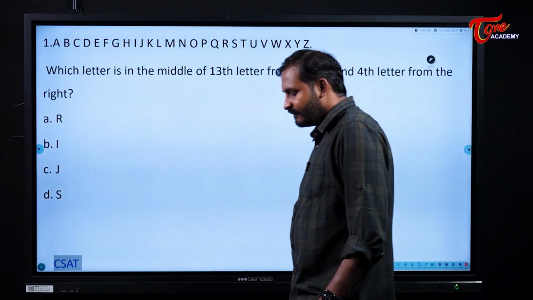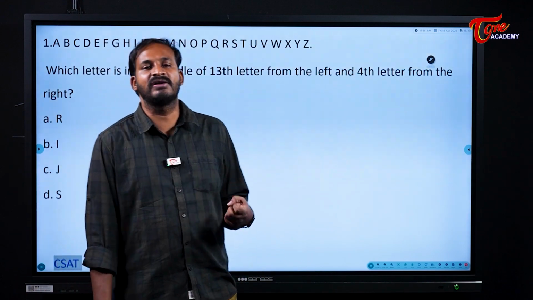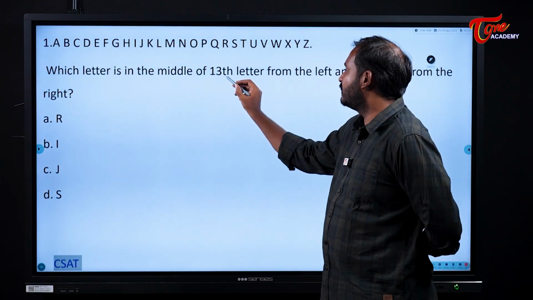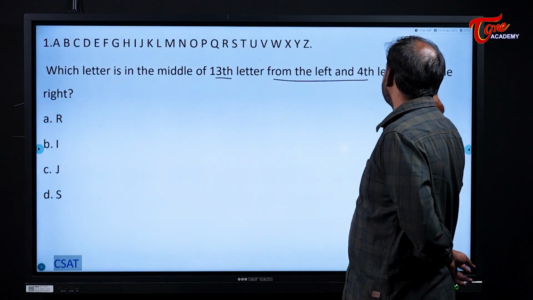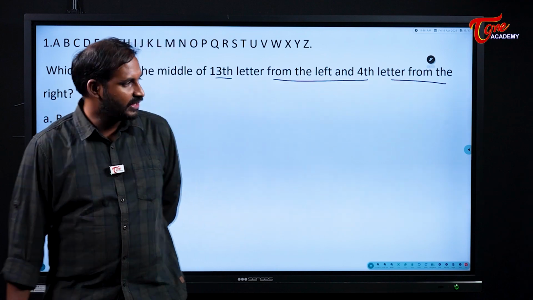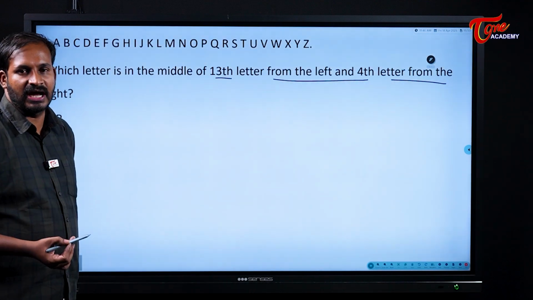Next one. From here onwards, we will see questions based on alphabets, how the questions will be asked. Which letter is written in the middle of the 13th letter from the left and the 4th letter from the right? First of all, we should be very careful about where we need to start our answer.